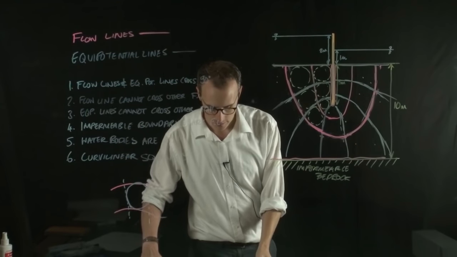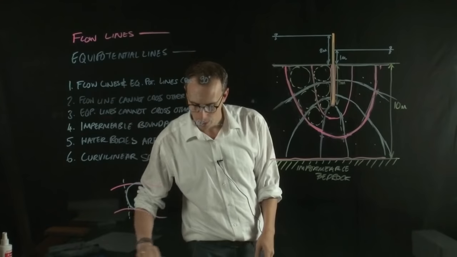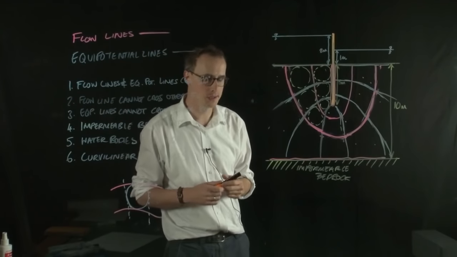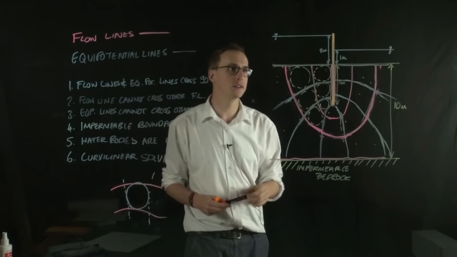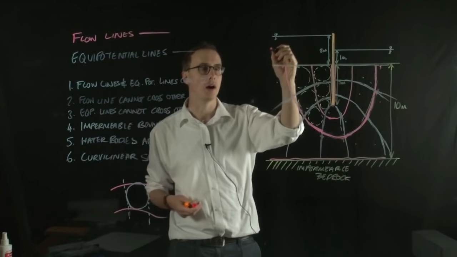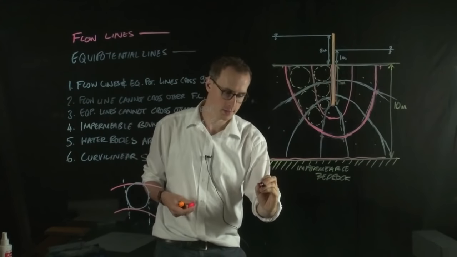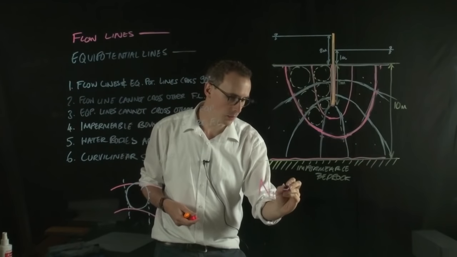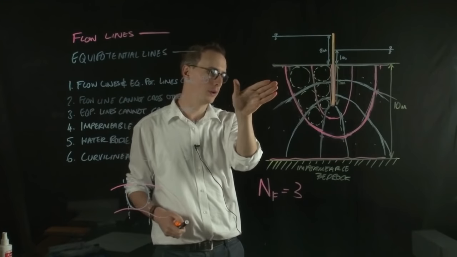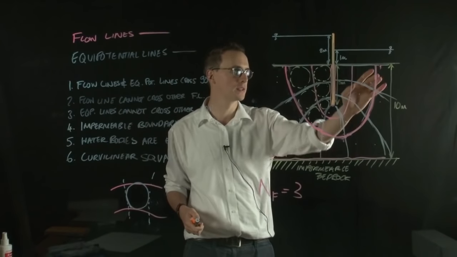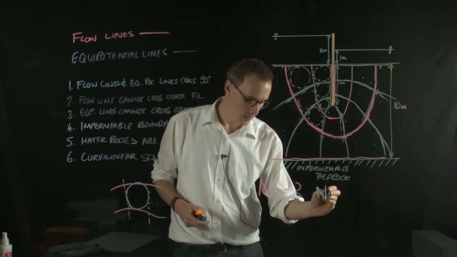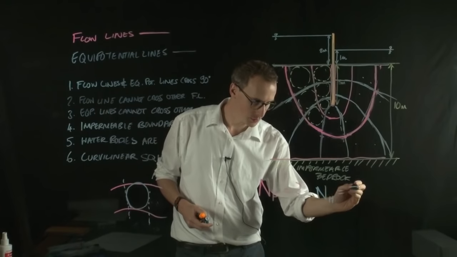Okay, so what's the next step? Well, the next step is we count up all of the spaces between the flow lines and the spaces between the equipotential lines. So the spaces between the flow lines, where we have one here, we have two, and we have three. So we have three spaces between the flow lines. So NF equals three. We also count up the spaces between the equipotential lines, and we have one, two, three, four, five, six, seven. So we have an NH equal to seven.